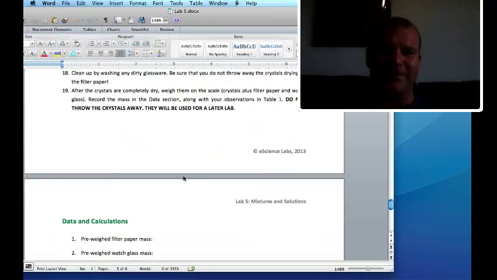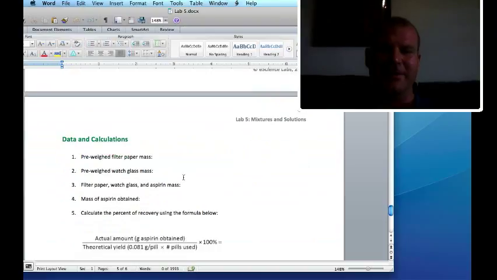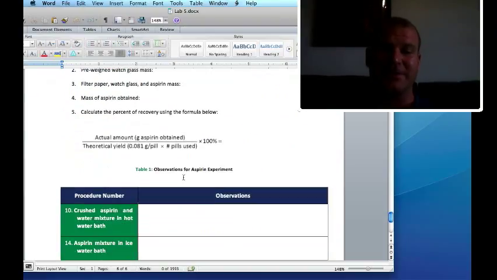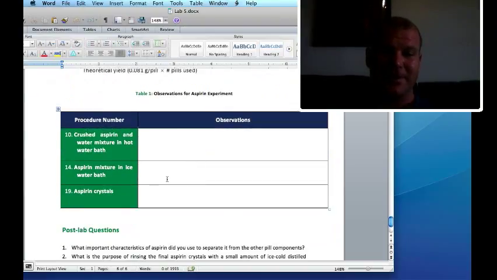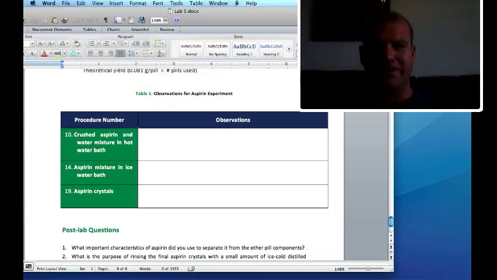Let it sit there and dry for a while, and then weigh it. Don't throw these crystals away, because they're going to be used later. Okay. So for these observations, take a picture of the crystals when you're done. Give me a picture of what's left over at the end. So let me know if you have any questions.